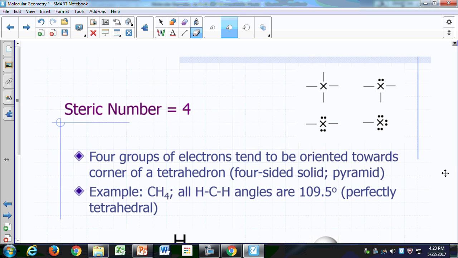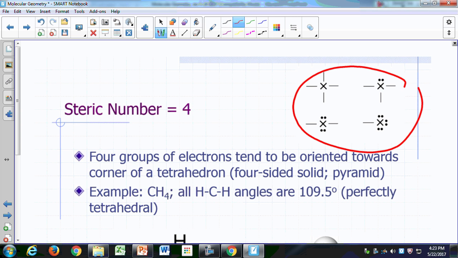What if there are 4 groups of electrons sticking out of the atom? That means a steric number of 4. Here are some of the several ways that could happen. You can have 4 single bonds sticking out of an atom, or you can have 3 single bonds and a lone pair, or you can have two single bonds and 2 lone pairs, or you can have a single bond and 3 lone pairs. Okay?